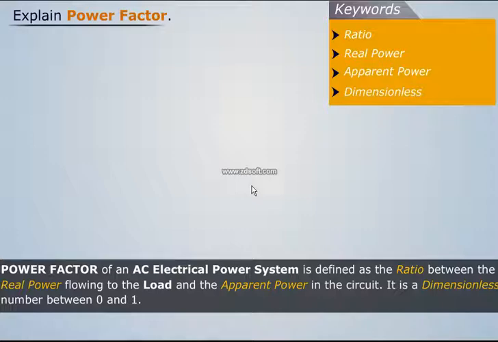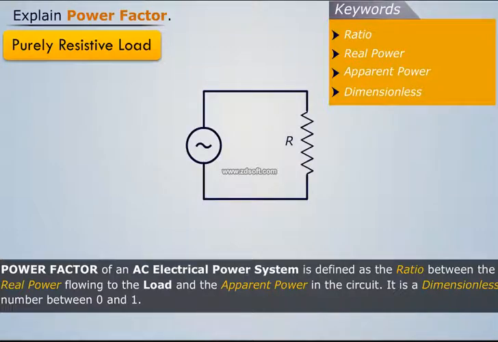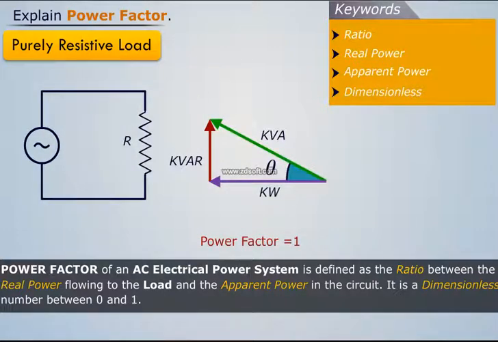Now let's understand what will be the power factor in different types of circuits. For a purely resistive circuit, the power factor is 1, because the reactive power is 0. Therefore, the opposite side of the triangle, which will represent reactive power, will have 0 length. Thus, the power triangle will look like a horizontal line.